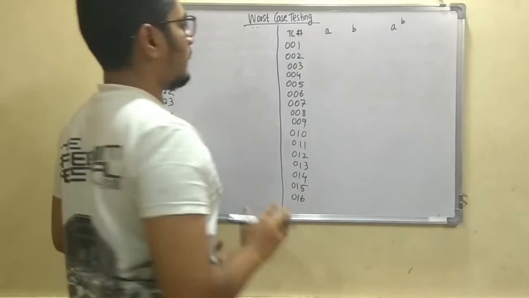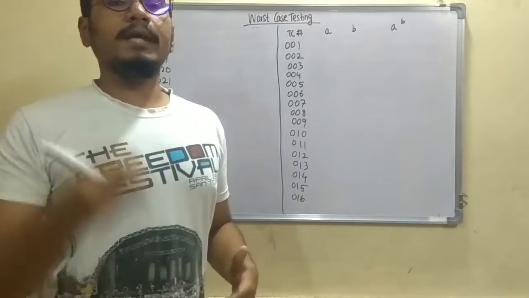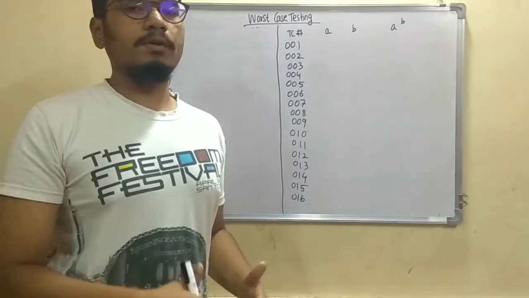So this ends here. The input values A and B would be taken from the robust case and the boundary value analysis.